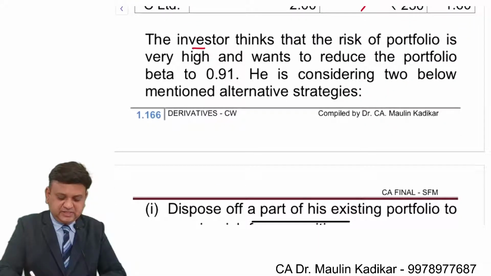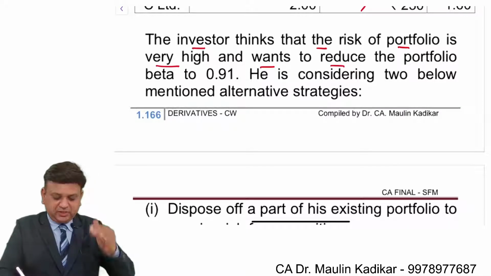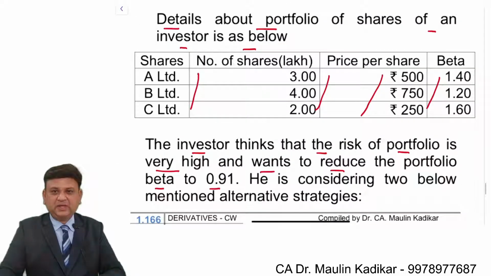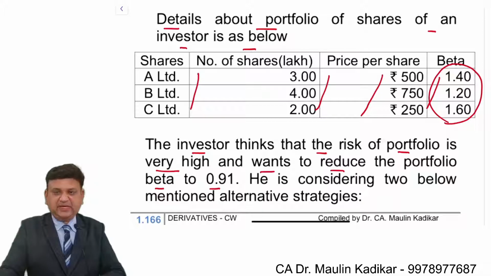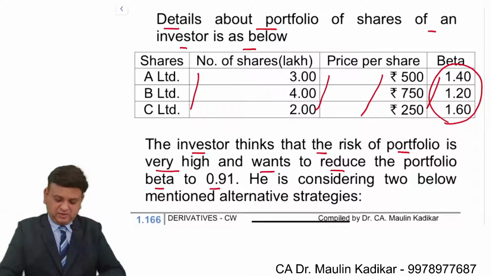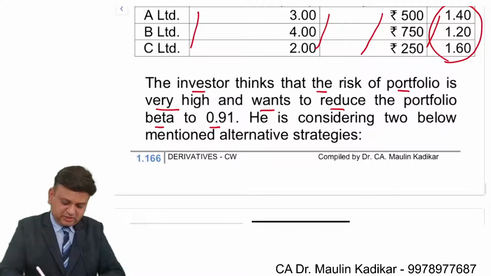The investor thinks that the risk of the portfolio is very high and wants to reduce risk, that is reduce the portfolio beta to 0.91. Of course अभी सबका बीटा है ना एक से ज़्यादा ही है, तो उसका वेटेड एवरेज 1.2 और 1.6 के बीच में ही होगा. उससे उनको क्या करना है, रिस्क रिड्यूस करना है.